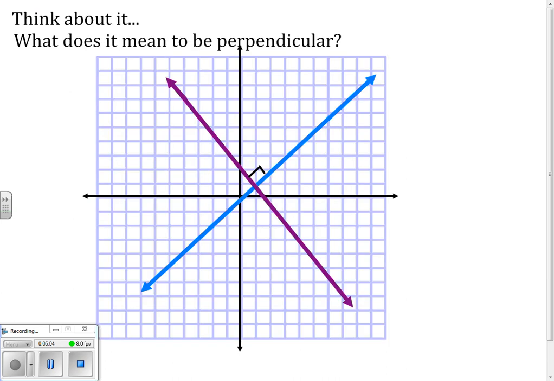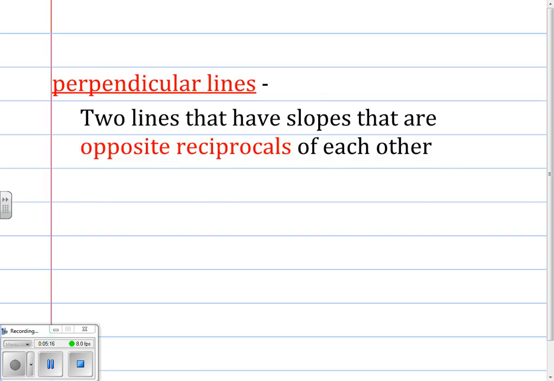The last kind we're going to talk about are perpendicular lines. Perpendicular just means that they cross at 90-degree angles, at right angles. And so the only thing we can talk about here, technically, is their slope. We can't say anything about their y-intercepts. Perpendicular lines are two lines that have slopes that are opposite reciprocals of each other, which means flip and negate. That's the big idea here. We're going to flip fractions and negate them.